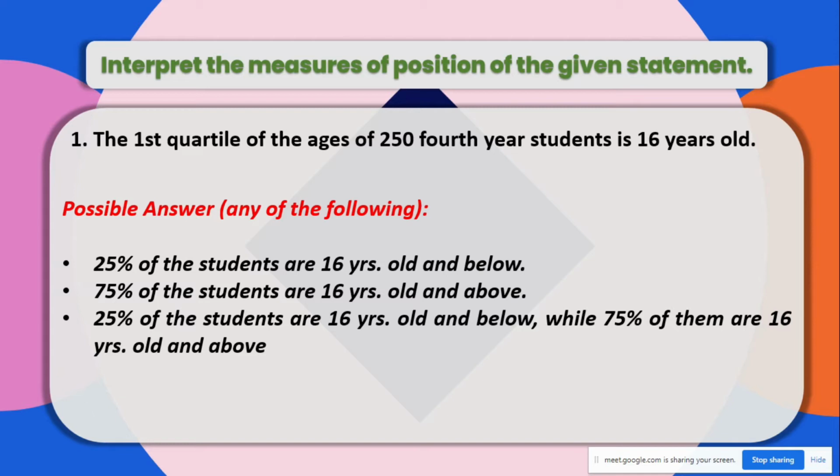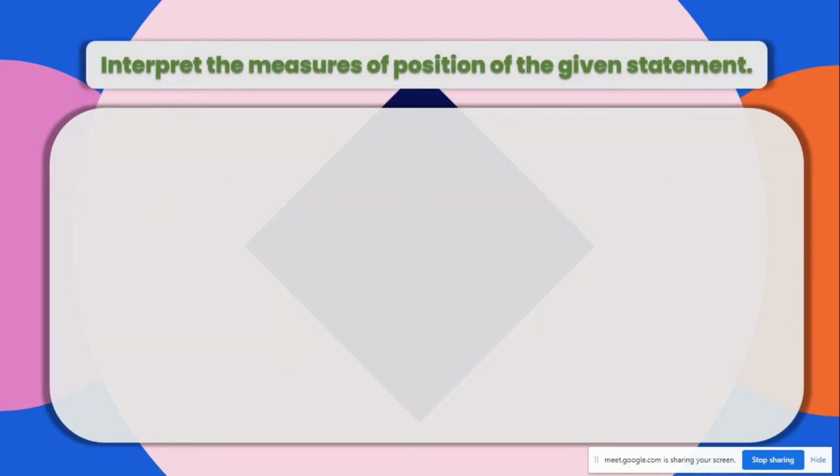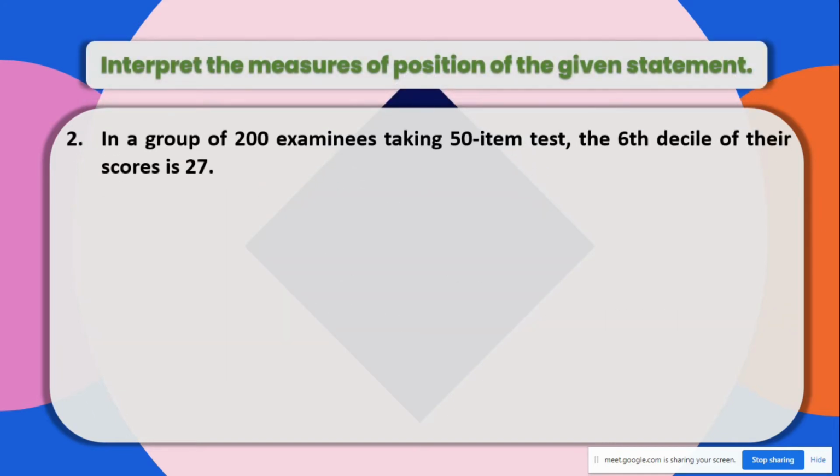Okay, number 2. In a group of 200 examinees taking a 50 item test, the 6th decile of their scores is 27. So 6th decile, that is D6. So ilang percent yung D6? That is 60%. Tama ba? 60%? Okay, good.